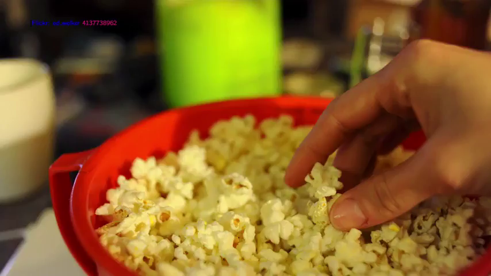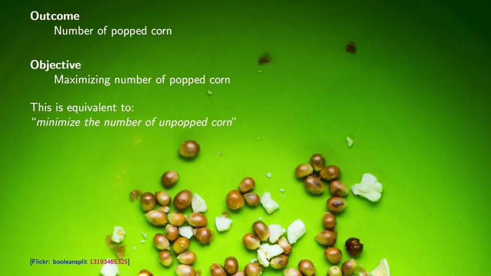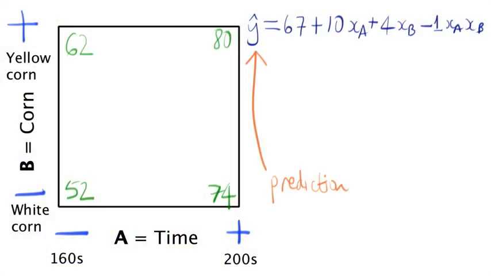Now in the videos in the prior module we were looking at popcorn, and I'm going to use that example again in this class. In the popcorn experiment, our objective was to maximize the amount of popcorn created. Our outcome variable was the number of popped kernels. Here is the cube plot and the corresponding predictive model that we created.